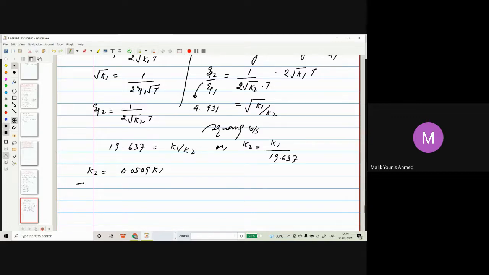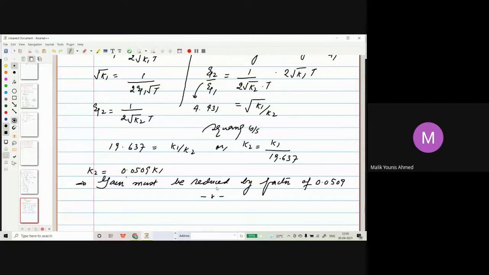So we can say here the gain must be reduced by a factor of 0.0509.